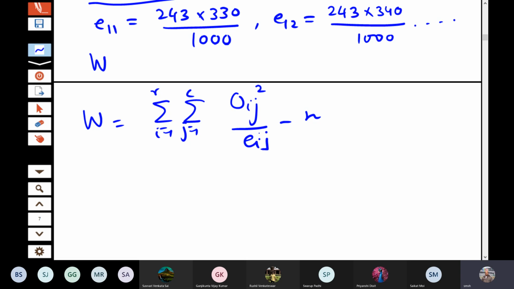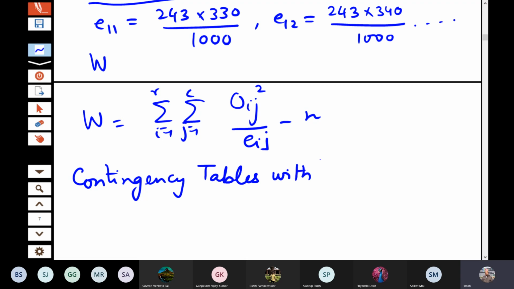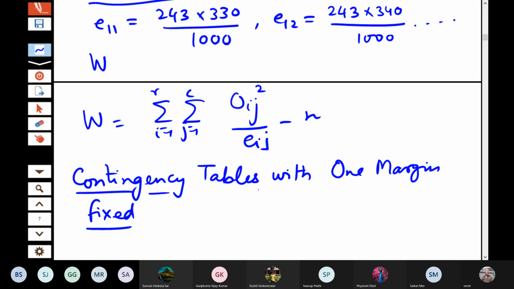There is another one. The test function will be the same, but it has another application also. So this is contingency table with one margin fixed. And this is called test for homogeneity.